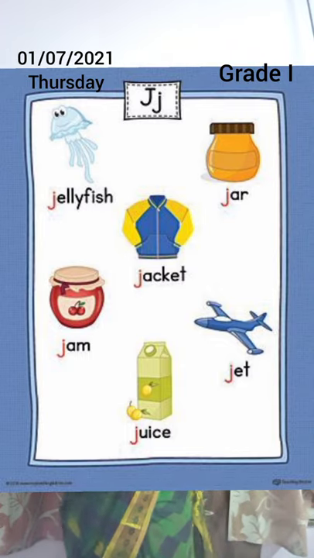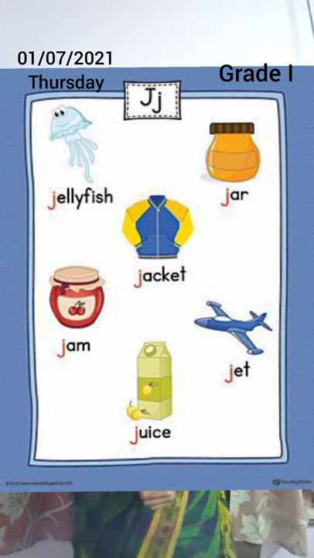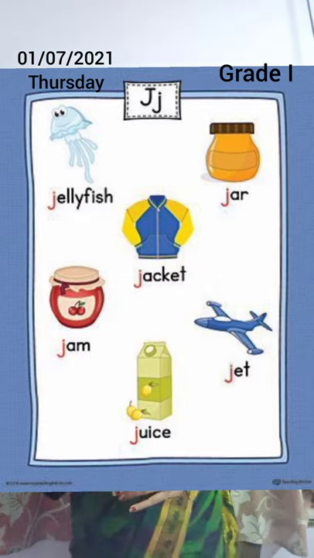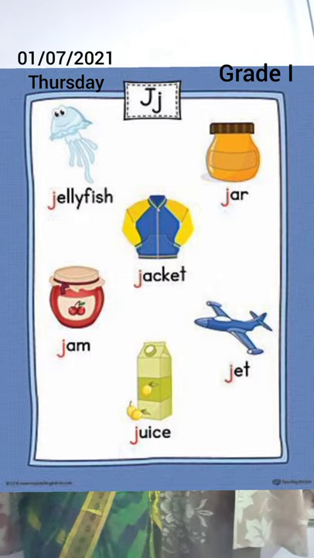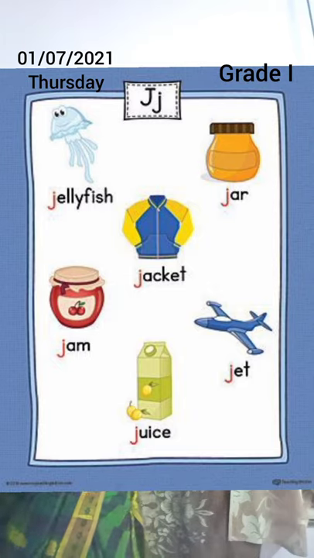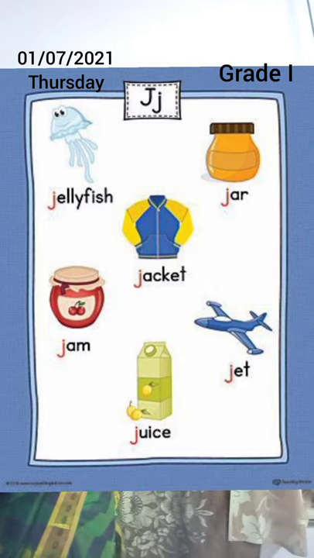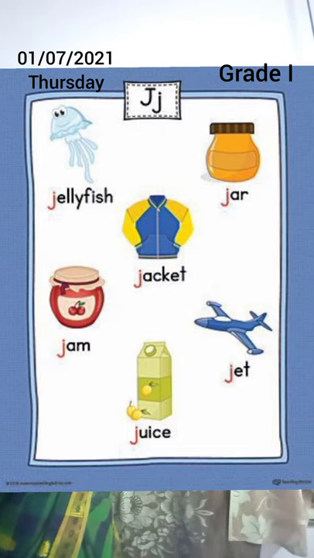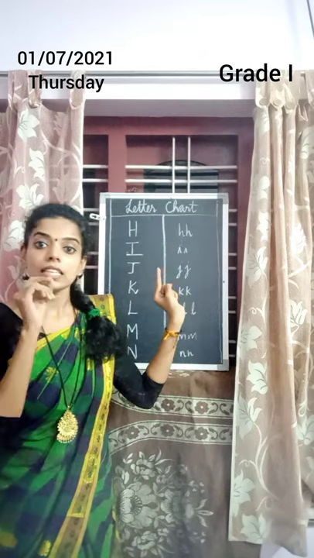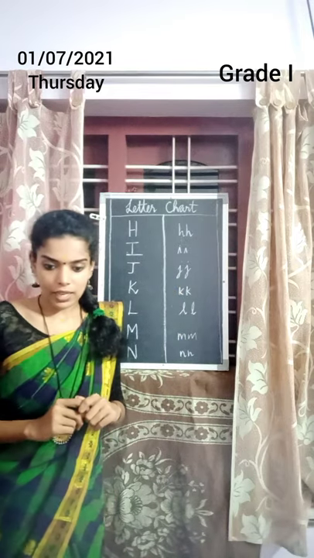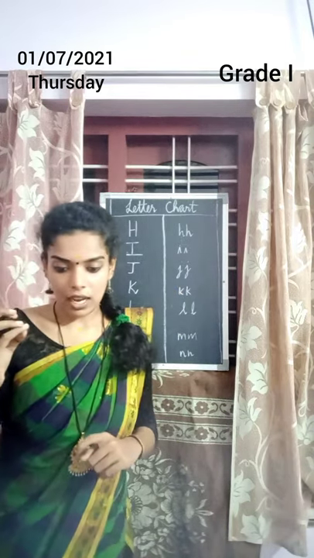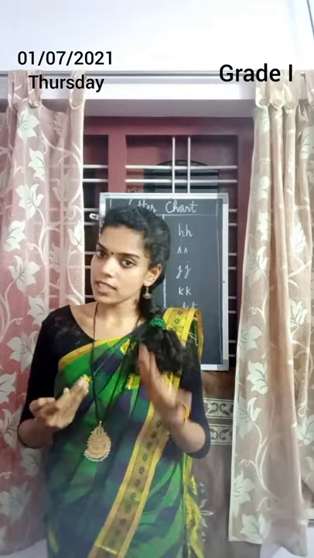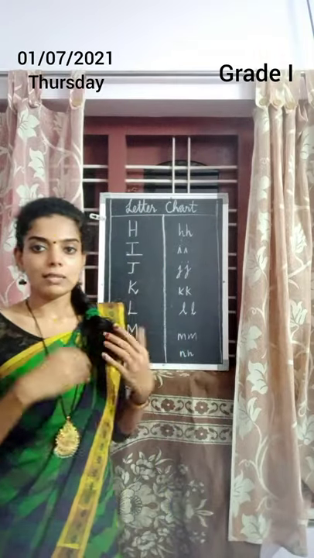J-A-C-K-E-T. Jacket. Jam. J-A-M, jam. Juice. J-U-I-C-E. Juice. Jet. J-E-T. Jet. So the alphabet is J. The sound of J is J. So the examples are jellyfish, jar, jacket, jam, juice, jet. So let's move on to the next one.